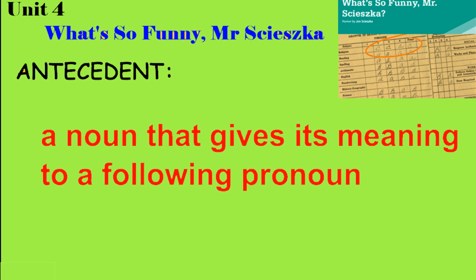That's what it's telling us. And in the definition of antecedent, we can show what an antecedent is. We have the pronoun its. Well, it goes along with its meaning. Well, who does the meaning, or what does the meaning belong to? It belongs to the noun. So the noun is the antecedent. It is a noun that gives its meaning to a following pronoun.